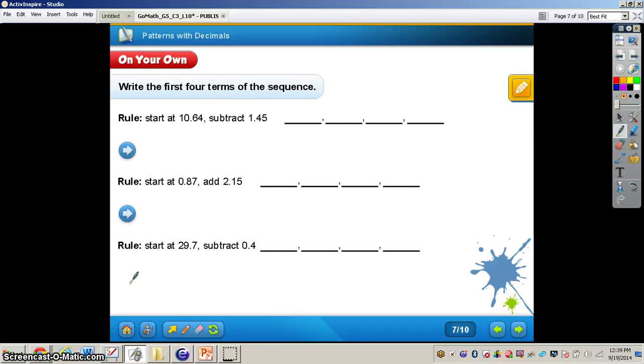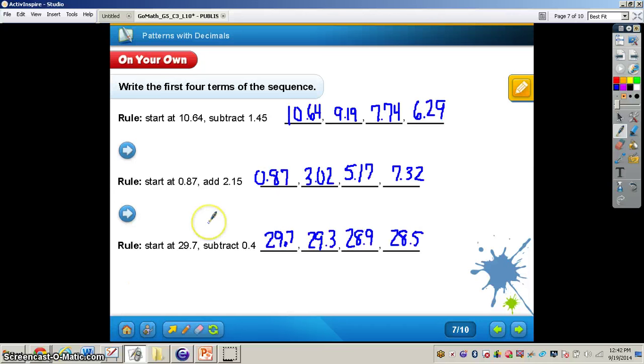Okay, I want you to complete these three problems in your Go Math book. When you're finished, you can press play and I will have the answers for you. So pause the video now. Okay, here are the answers to the problems. Make sure that they match yours. If they do not, you may need to go back in the video, rewind it, and double check some of the problems I did.